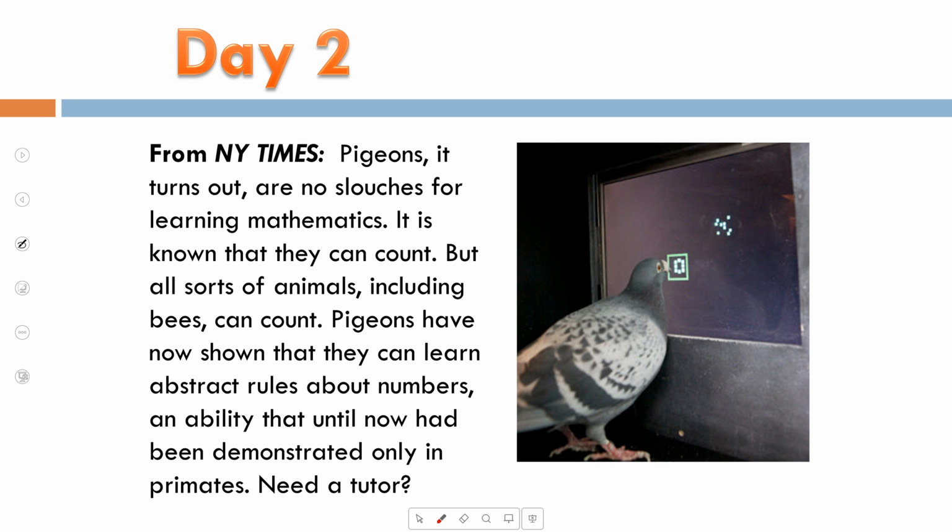Fast fact for you. Pigeons rock mathematics. Also known as rats with wings.